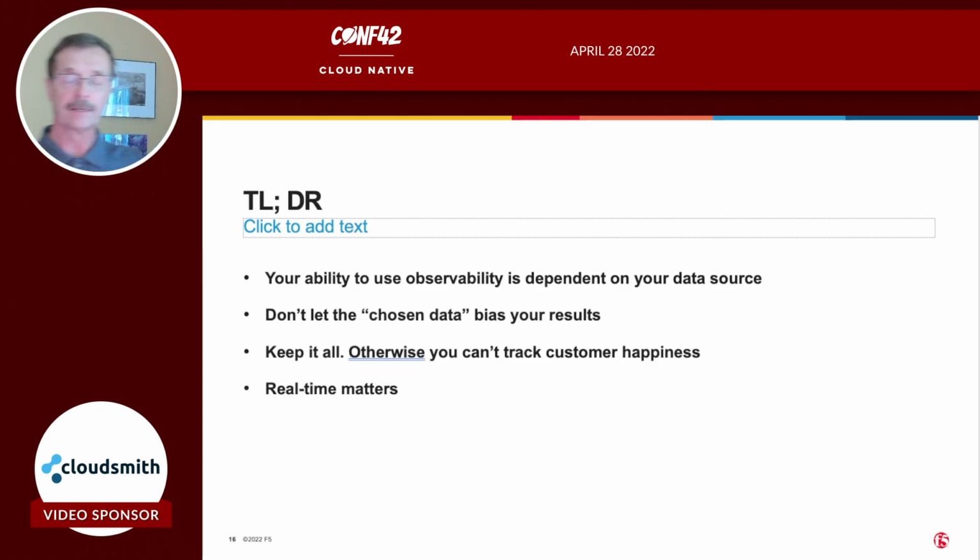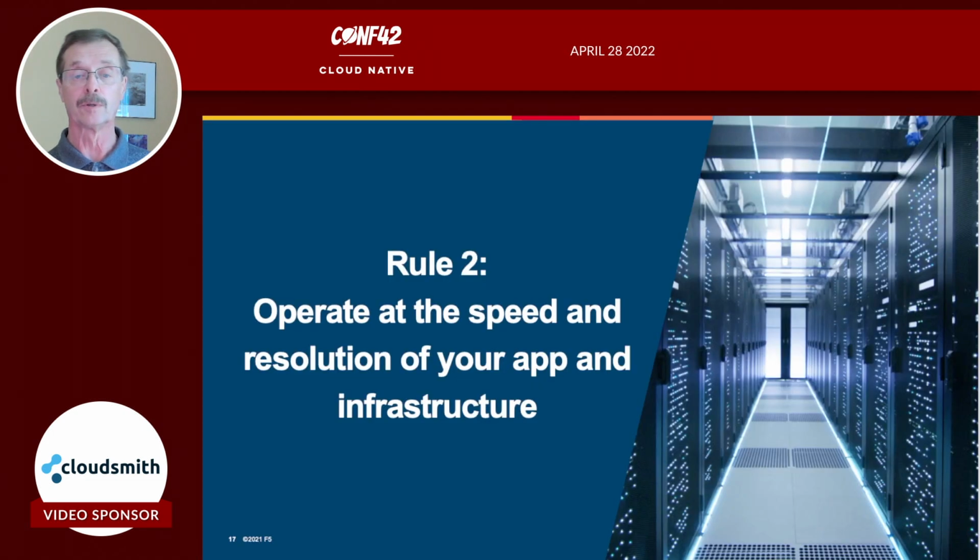So TLDR, your ability to use observability is dependent on your data source, and your data source needs to be as complete as possible. But don't let the chosen data bias your results. Don't force yourself into selection bias before you have a chance to understand what selection bias means to you. And keep it all. Understand it all. Otherwise, you don't track customer happiness as a proxy here. And finally, getting the data in real time matters because we need to know when things go wrong as soon as they possibly can go wrong. And we'll find out more about that when we hit Rule 2.